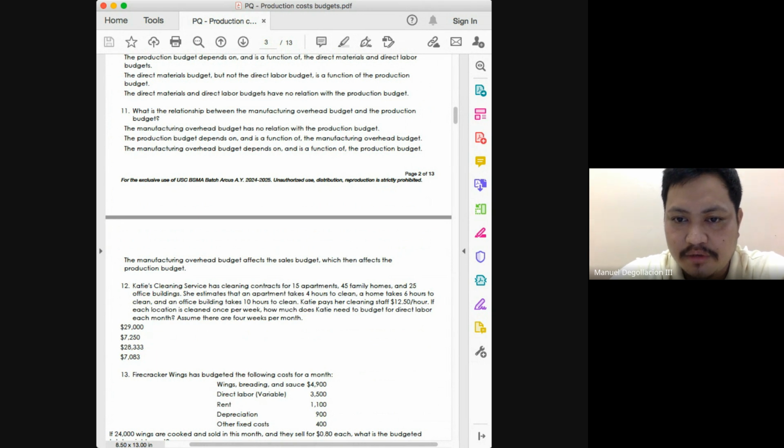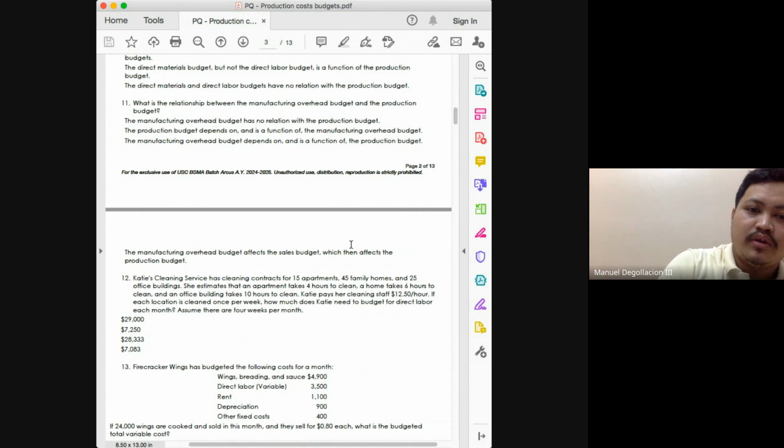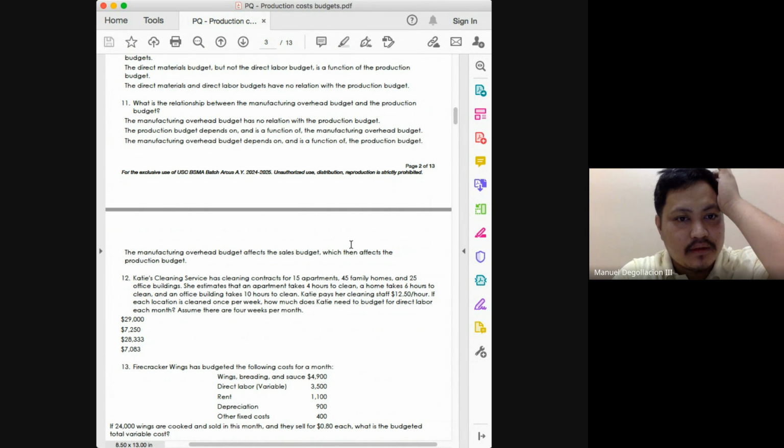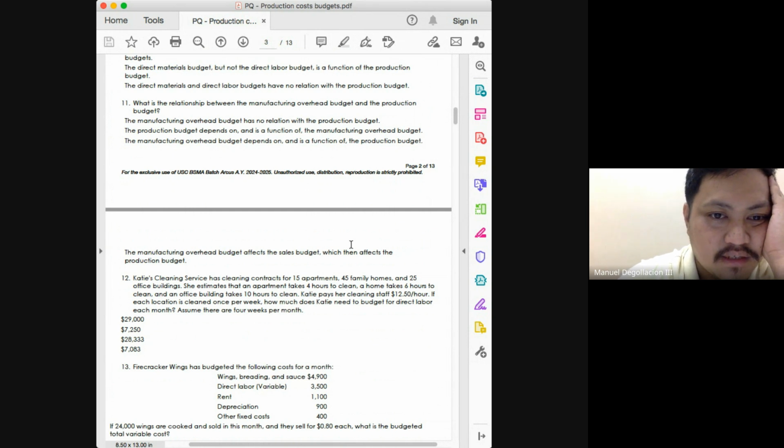Next, letter C, the manufacturing overhead budget depends on and is a function of the production budget. Again, that is correct. We've established that in number 10, which means the fourth choice must also be incorrect. The manufacturing overhead budget affects the sales budget, which then affects the production budget. That's incorrect. The sales budget affects the production budget, which then affects your manufacturing overhead budget.